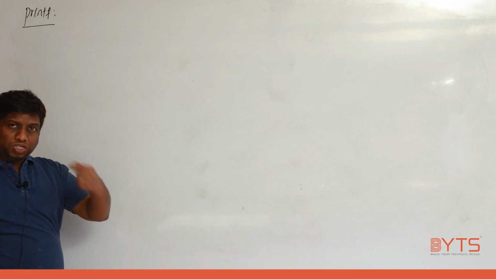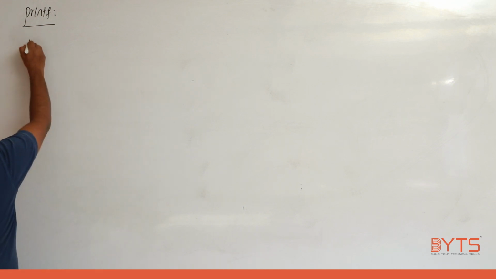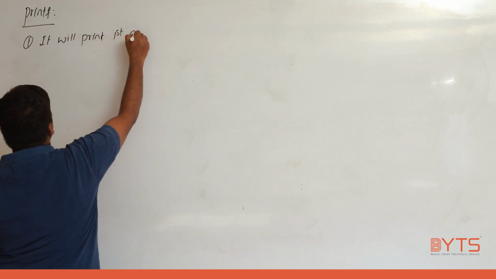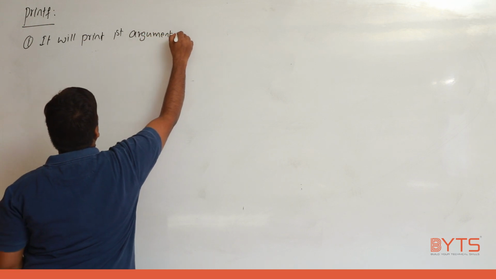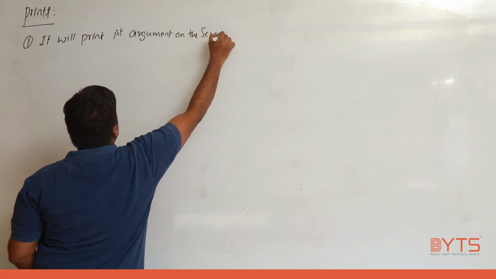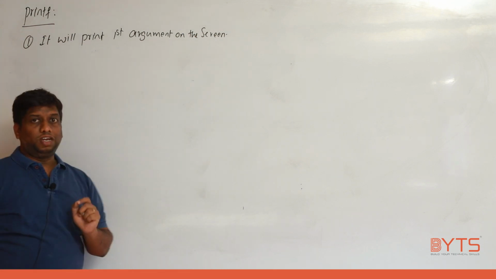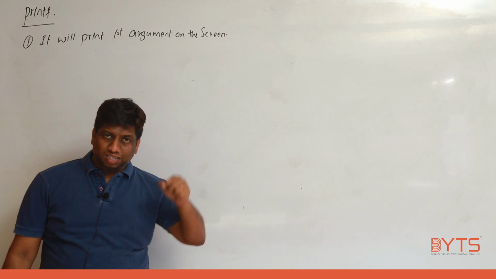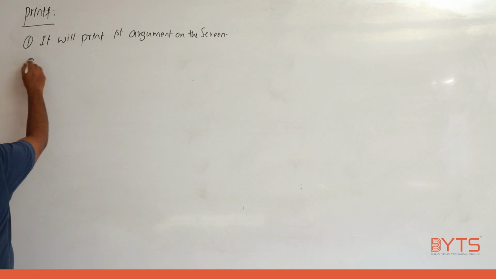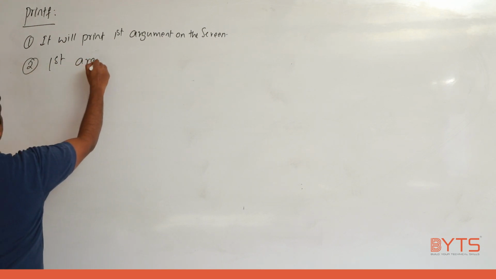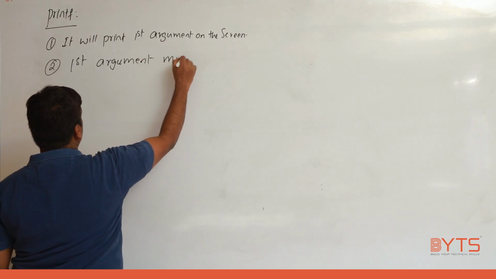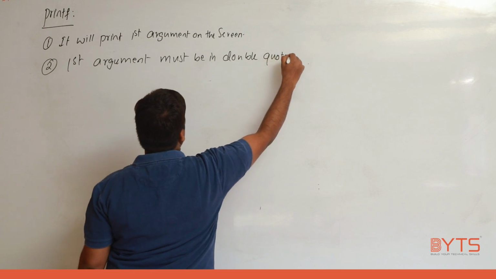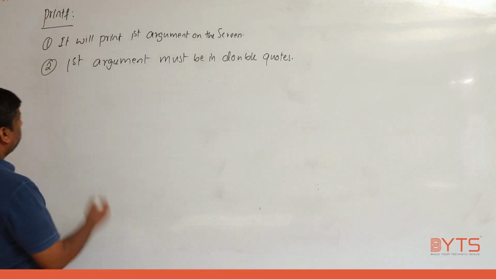First point, write the notes along with me, it's a good practice. Printf will print the first argument on the screen. What is the job of printf? It prints the first argument on the screen. Second point: the first argument must be in double quotes. The first argument must be present where? In double quotes.